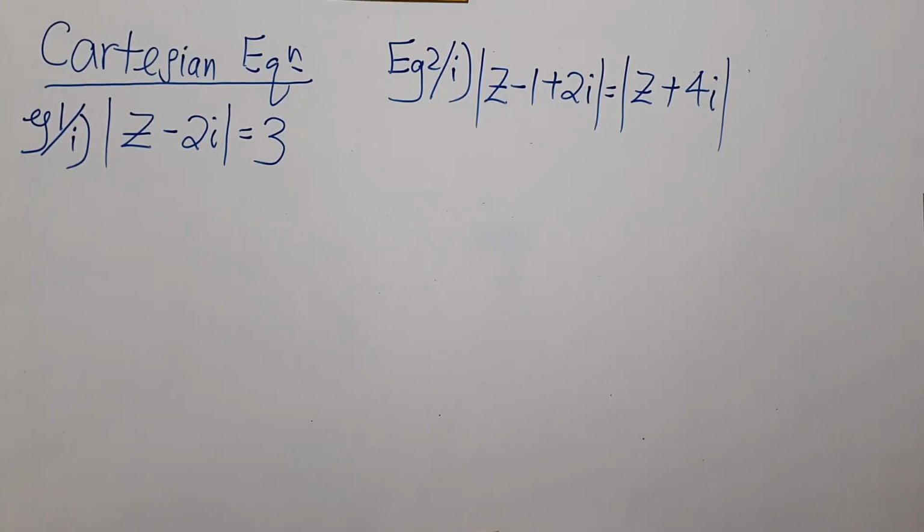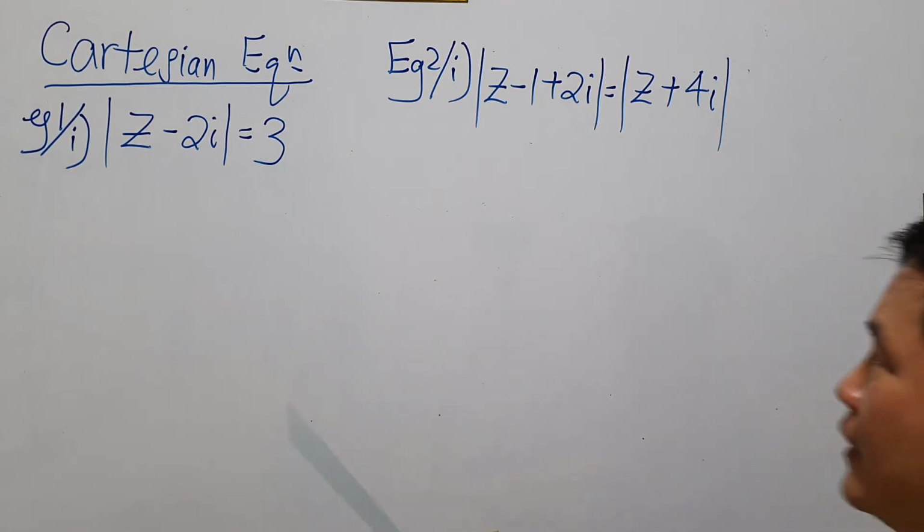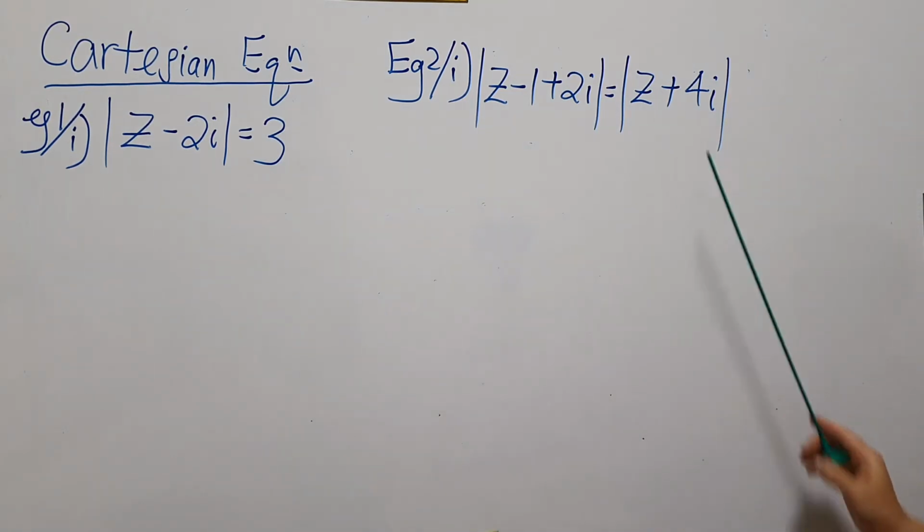Let me show you more examples of how we can convert from a complex number equation into the Cartesian equivalent. I am taking the examples from example 1 part 1 and example 2 part 1, the examples we did earlier on. If you recall, you already know by now that this equation represents a circle centered at 2i and the radius is 3. And this represents a perpendicular bisector, and therefore it's a line.